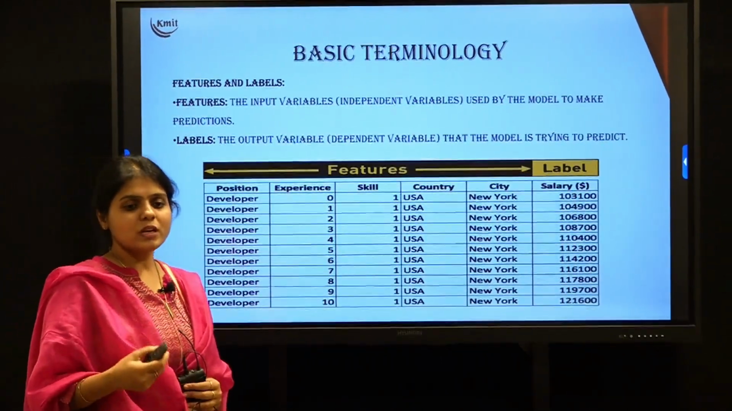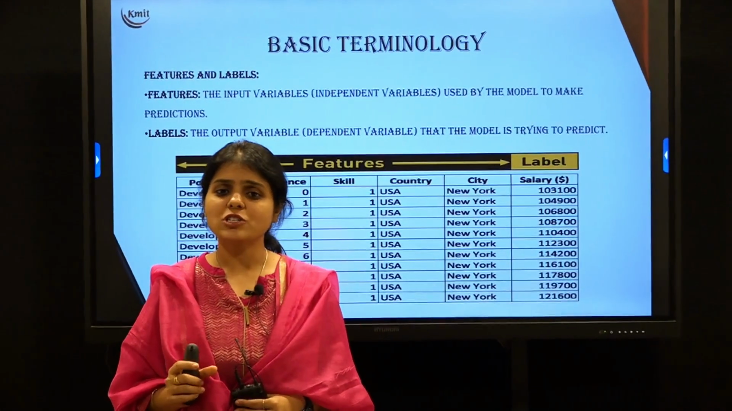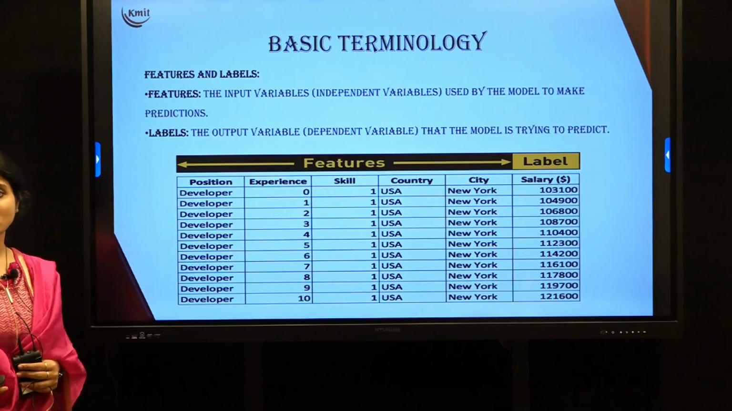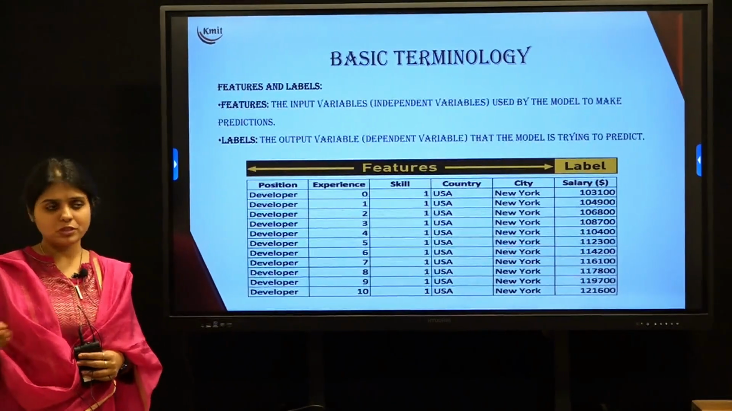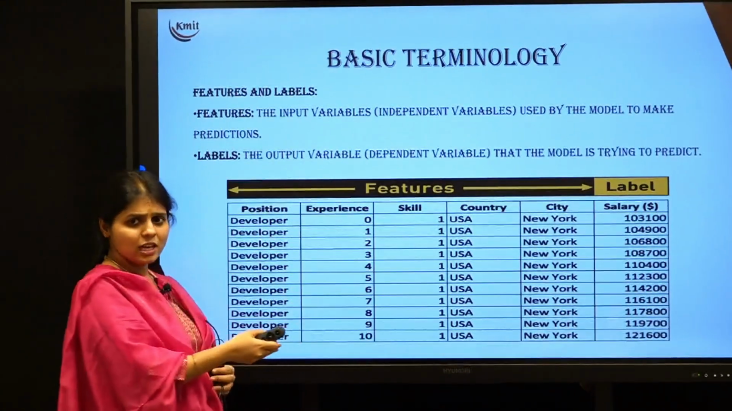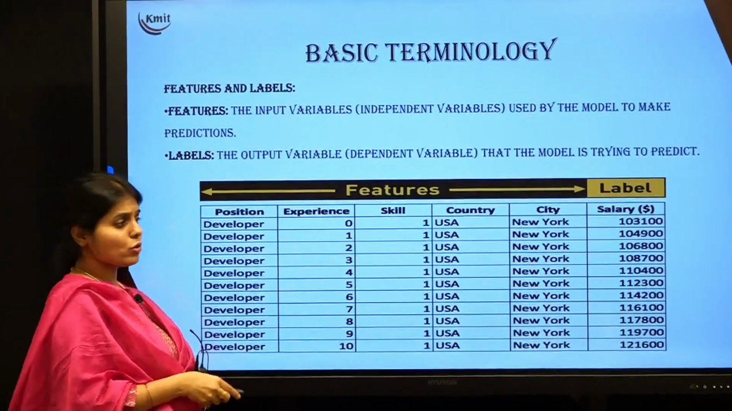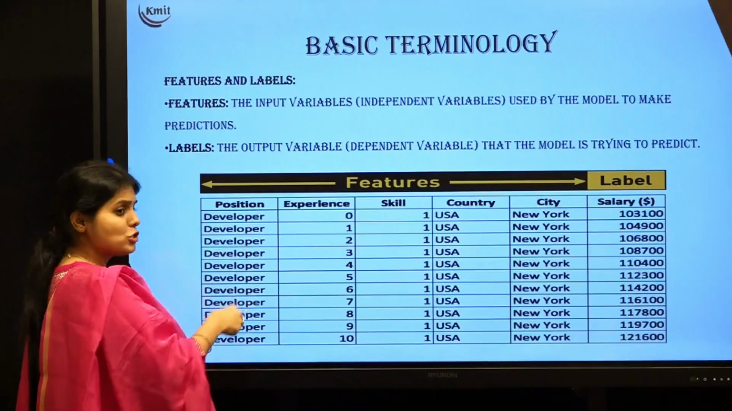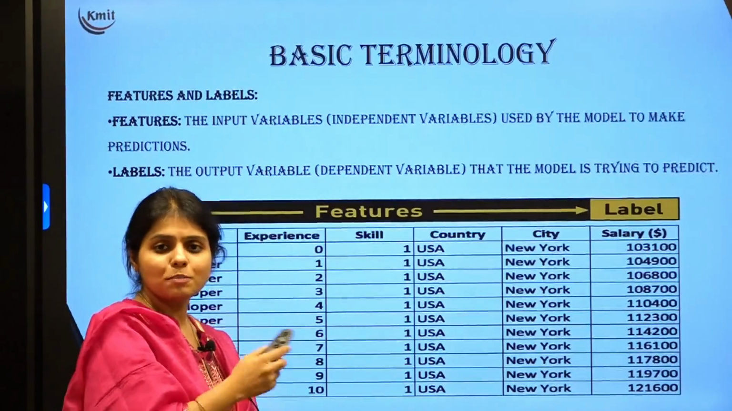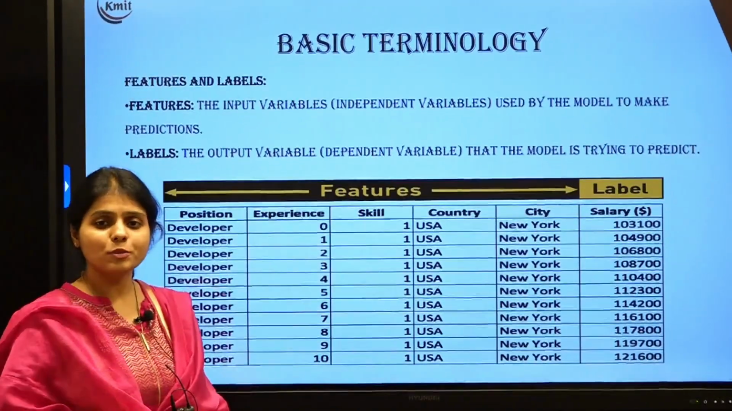Now before we see some challenges in machine learning, let's see some basic terminology that we use in machine learning. When I talk about a data set or data, we have input and output, right? As you can see here, I have this data set where I am predicting the salary of a person depending upon some features. Here the inputs are position, experience, skill, country, city. Depending upon these various features, I am trying to predict the salary of that particular person.